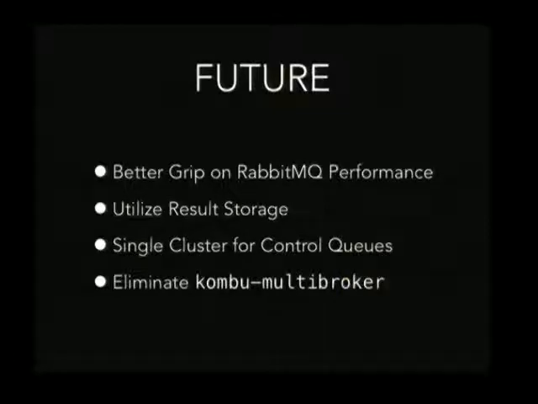In the future, we'd really like to get better at RabbitMQ performance. We're definitely not experts in it. We just threw boxes out there, and it seems to work fairly well. We'd like to get better at this rather than just waving our hands in the air. We don't use a lot of the features, honestly. I feel like we use about 25% of the features of Celery. One of the features is result storage, where you can actually store the results of those tasks.